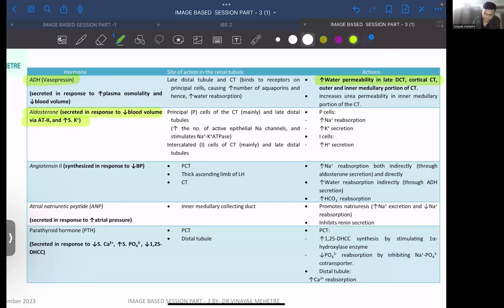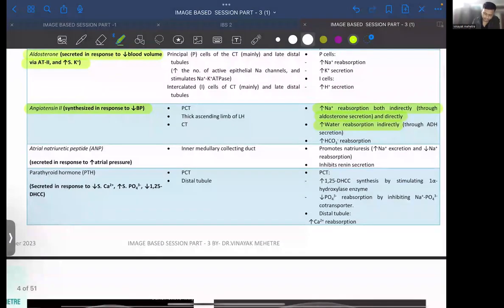Angiotensin will increase resorption of sodium, indirectly and directly, and so does water reabsorption. ANP will increase your arterial pressure. PTH, many people may not know, PTH does act on the kidney as well. It decreases serum calcium, increases phosphorus and decreases 1,25 DHCC. Okay, this was all about your physiology.